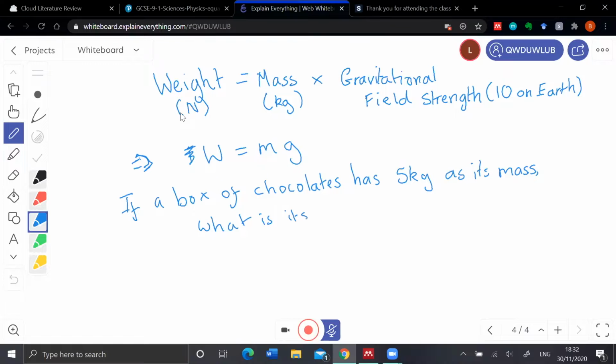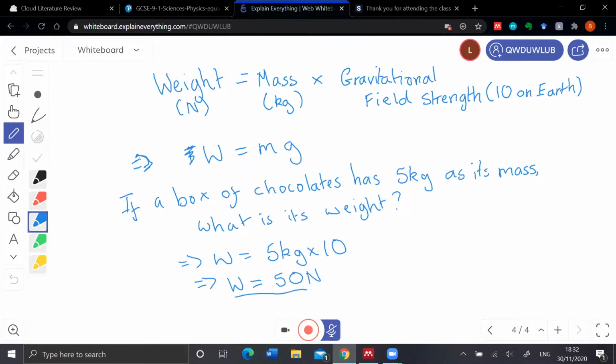W equals mg is its weight. For this one, you don't have to rearrange at all, do you? But I'm showing you what sort of answer we're going to get from this. Mass, 5 kilograms, times 10, easy enough, 50. W equals 50 newtons. We are finished there, so let's have a rearrangement.